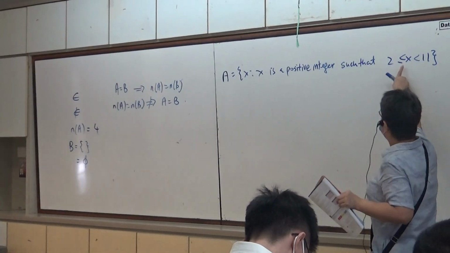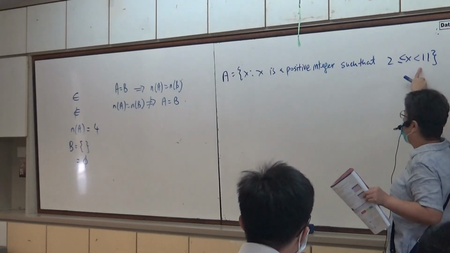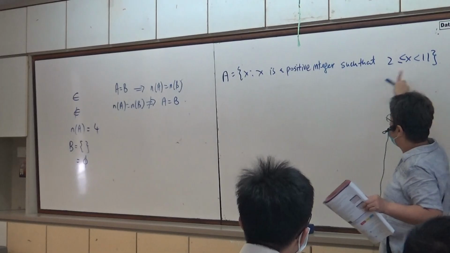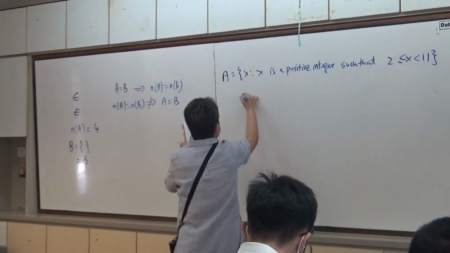Now, what does it mean? That means x starts from what? 2. But it ends at what? 10. And it must be an integer. I already told you what's an integer. It's a whole number, okay? Now, let's take a look at B.